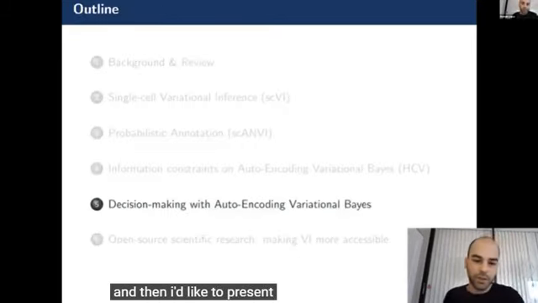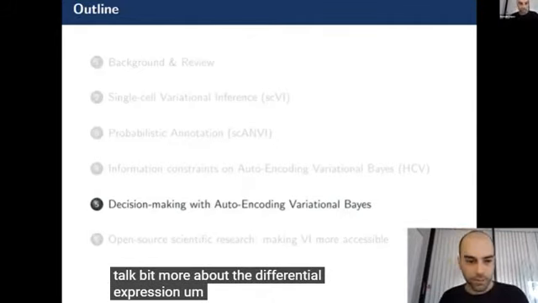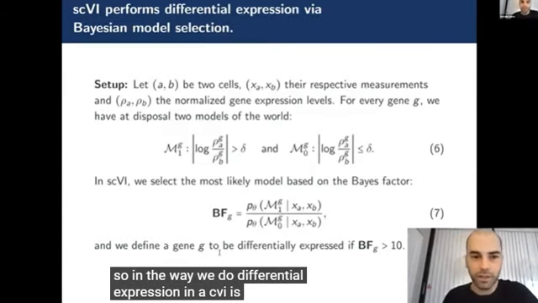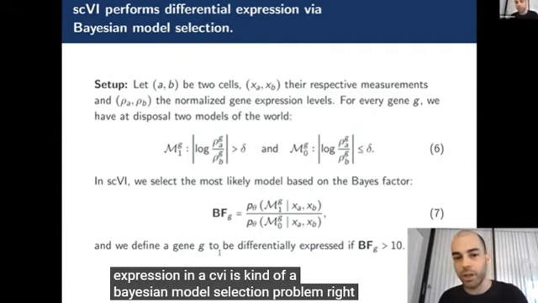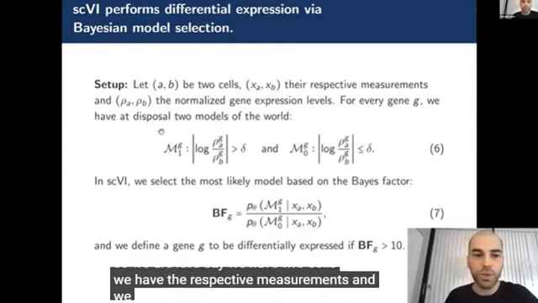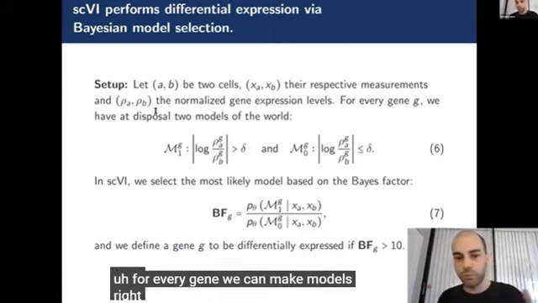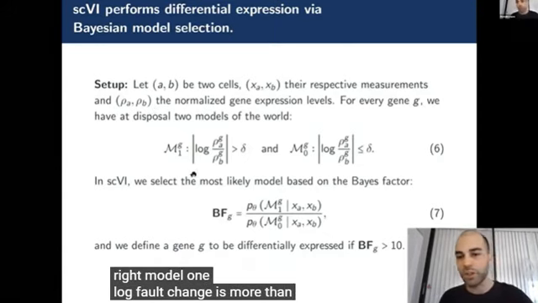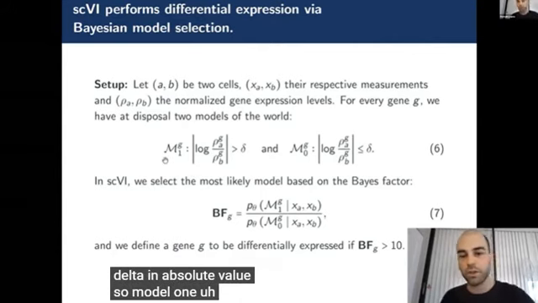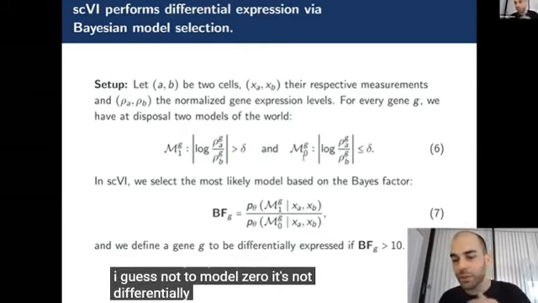And then I'd like to talk a bit more about differential expression. The way we do differential expression in scVI is kind of a Bayesian model selection problem, right? So let's say we have two cells, we have the respective measurements, and we have the normalized gene expression level. For every gene, we can make models. Model 1: the log-fold change is more than delta, so this gene is differentially expressed. Model 0: the log-fold change is less than delta in absolute value, so it's not differentially expressed.